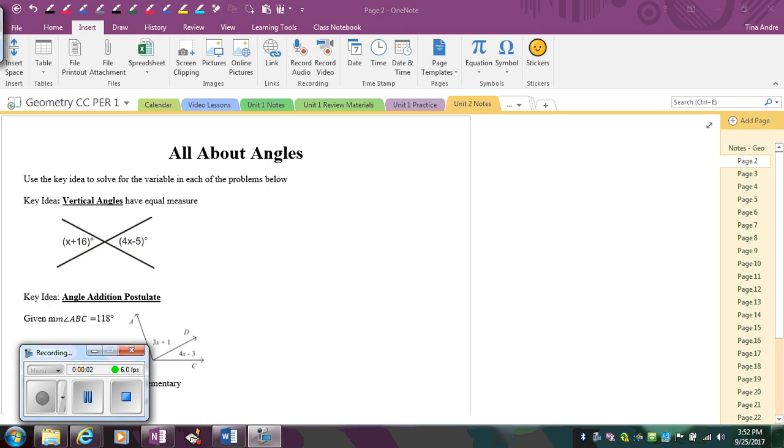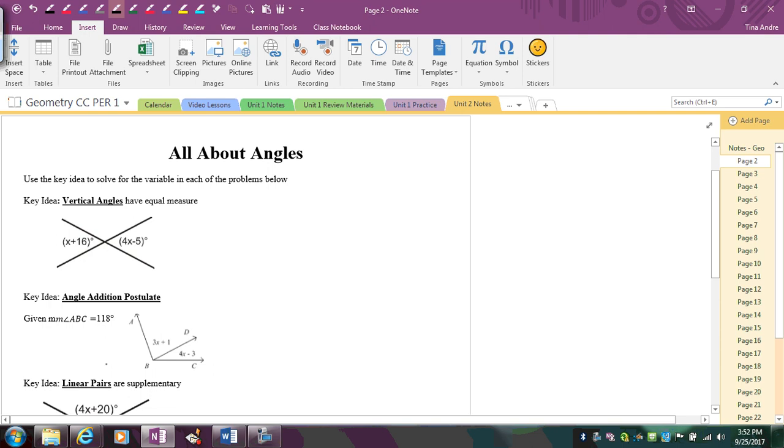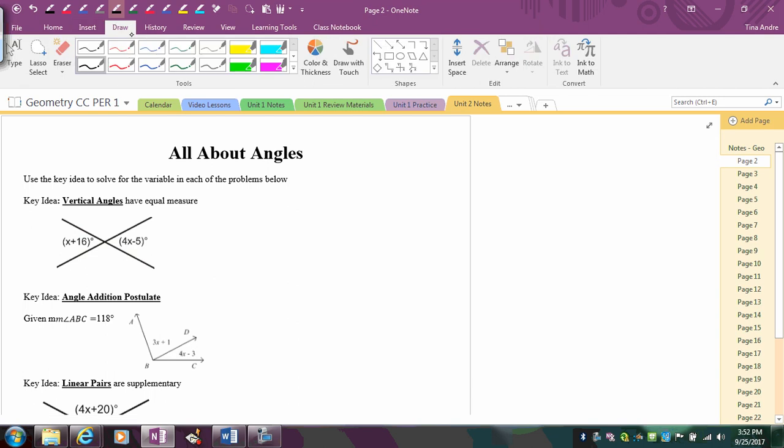In this video, we're going to talk about several different types of angles. So the first pair of angles we're going to talk about are vertical angles. So in this first picture, you'll see an example of vertical angles. Vertical angles are formed whenever you have two intersecting lines, and vertical angles will always be congruent to each other. So they're formed whenever you have like an X.